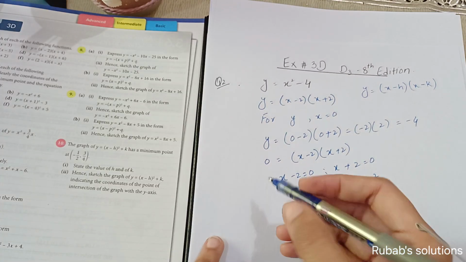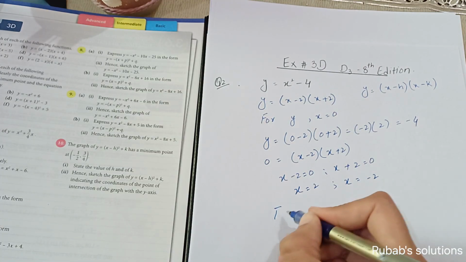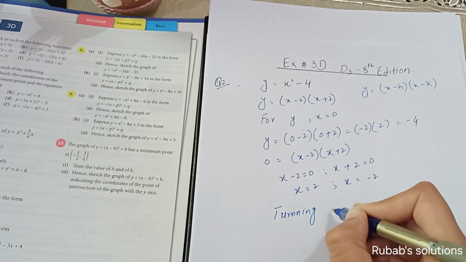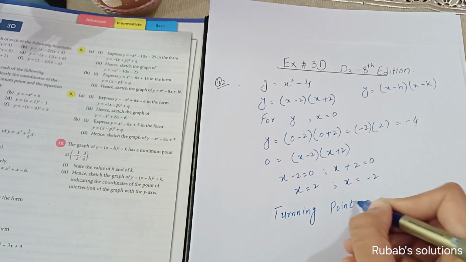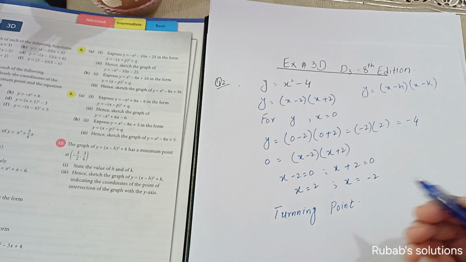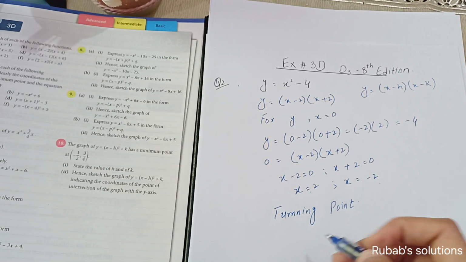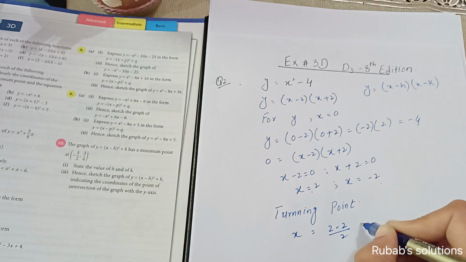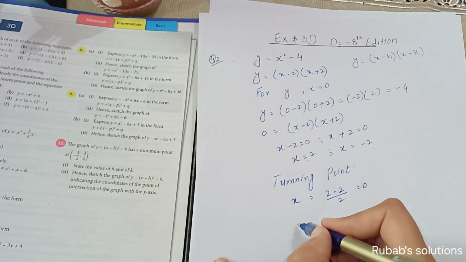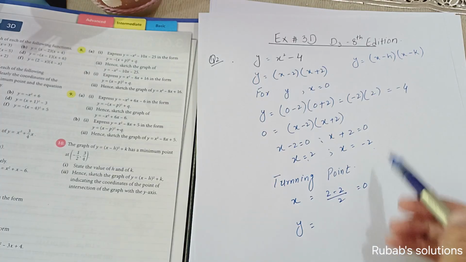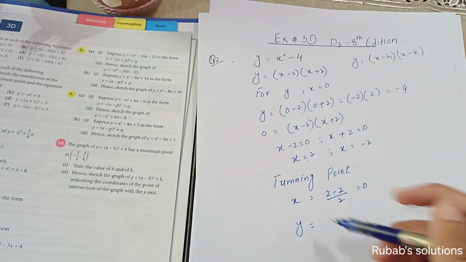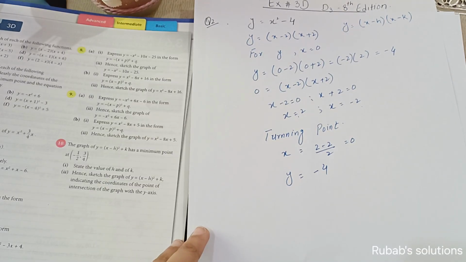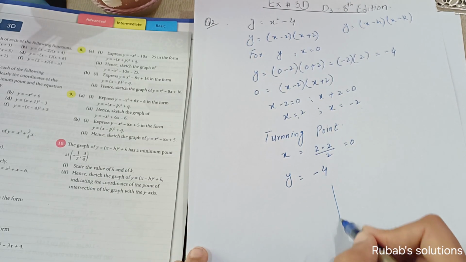For turning points, what I have to do, for turning points I have to find, the turning point formula is h plus k divided by 2. H and k, these are the values. The x coordinate is 2 minus 2 divided by 2, so obviously 0. And for the y coordinate I have to put this 0 in the given equation, so obviously I will get minus 4. If you want to sketch it on your paper, that is also fine.